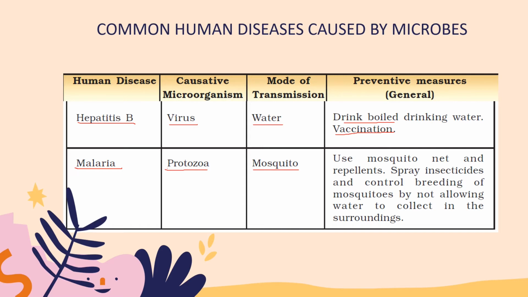The common preventive measures for this is to use a mosquito net and mosquito repellents, spray insecticides and control breeding of mosquitoes. This is very important, as I already mentioned that these mosquitoes breed even in clean standing water. So we should make sure that there is no standing water with us and water is not getting collected in coolers or puddles. So we can control the breeding of mosquitoes, which is the carrier of this disease.